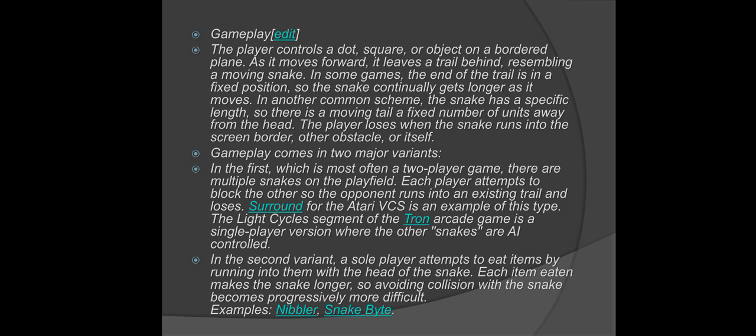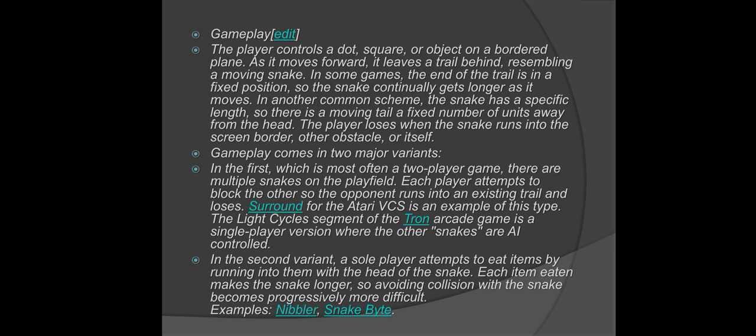Gameplay. Gameplay comes in two major variants. In the first, which is most often a two-player game, there are multiple snakes on the playfield. Each player attempts to block the other, so the opponent runs into an existing trail and loses. Surround for the Atari VCS is an example of this type.